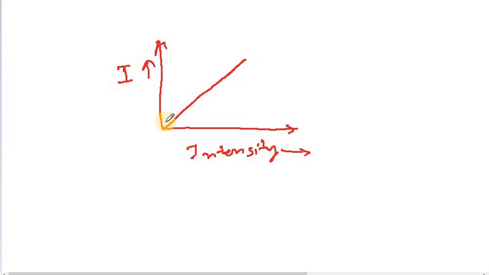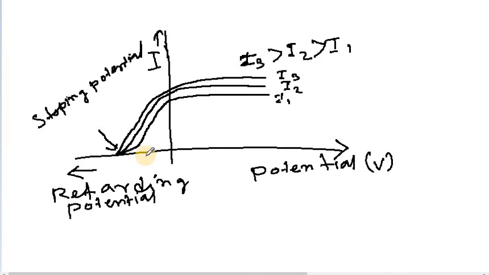Now I am coming to the effect of the potential on the photocurrent. At first we kept a plate A at some positive accelerating potential with respect to the plate C, and illuminated the plate C with light of fixed frequency nu and intensity I1. What happened? For a particular frequency and intensity, as we increase the potential, the photocurrent gradually increases, and at a certain point the value of this current is saturated. This is the saturation value, when maximum current is observed.